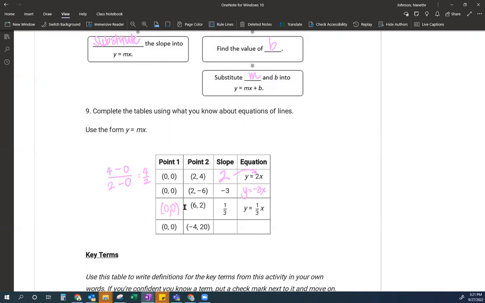And here, they want me to calculate the slope again, the last one. So I'm going to go 20 minus 0, but you know that it's going to be 20. So that's 20, and then that's negative 4 minus 0, which is just negative 4. So that's just negative 5. So this is negative 5, and then our equation is y equals negative 5x.